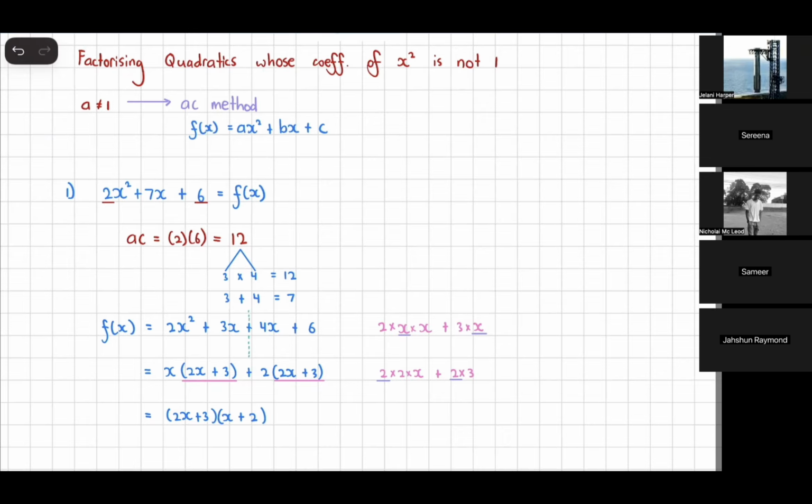Once you've figured that out, you are going to split the middle term into a sum of these two numbers, so 3x and 4x. And then you're going to pull out the greatest common factor on both sides. Hopefully, if you've done everything correctly, you're going to see that there's something in common between both of the terms. Once you can see that, you pull that out, and that's going to give you a final result. That's factorization using the AC method.